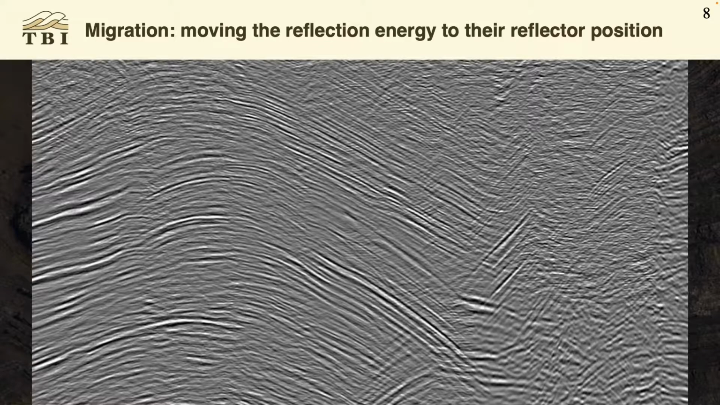Okay, so let's talk about migration. This is so similar, a stack section looking thing. We've got uncollapsed diffraction energy. Things are crossing each other. The whole thing doesn't look very geological.